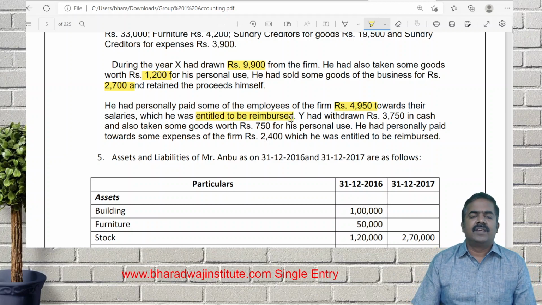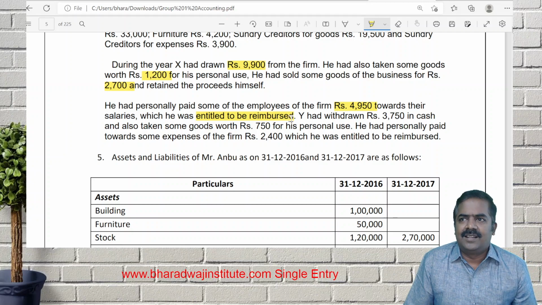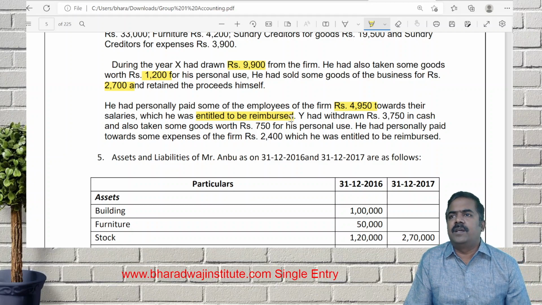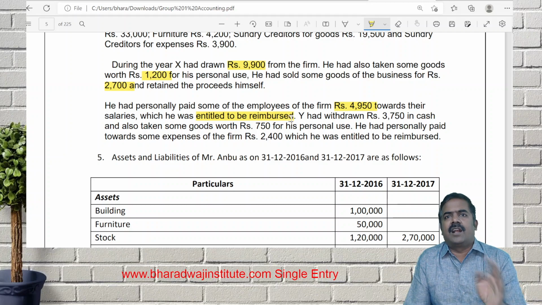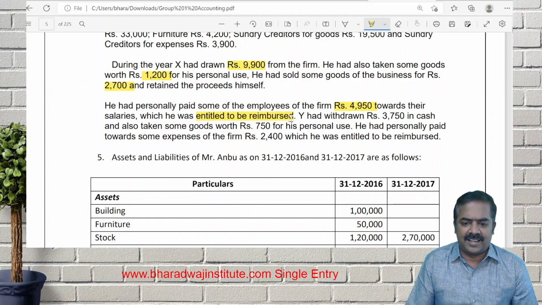Adjustment part. He had personally paid the firm's employees 4,950 towards their salary, which is entitled to be reimbursed. What is the meaning? From your personal money, you are paying the employees' salary. It is like additional capital. Entitled to be reimbursed means it is not reimbursed, so it will be included in your capital.